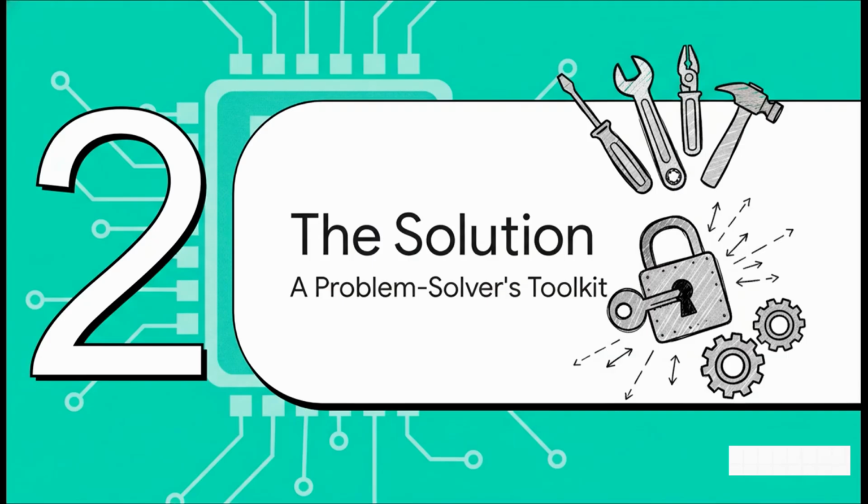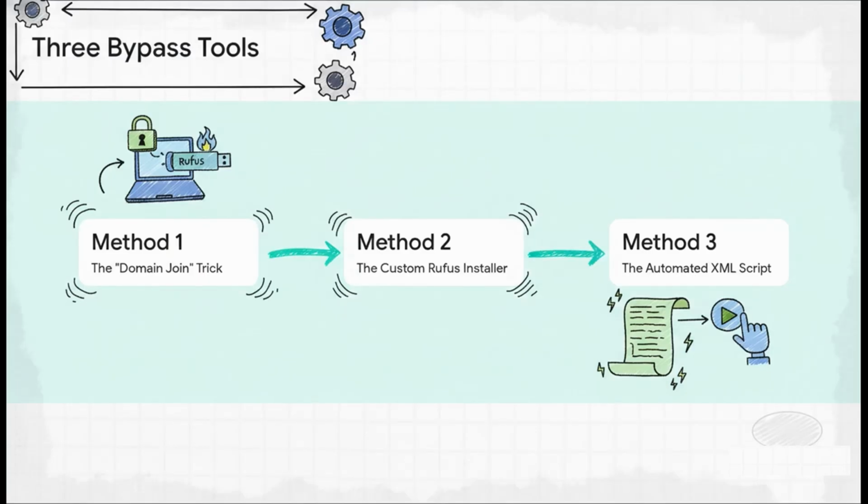I want you to think of these next 3 methods as your own personal problem solver's toolkit. Each one is a different tool designed to hand the controls of your Windows installation right back to you. We're going to check out this clever little domain join trick, then we'll look at a custom installer you can build yourself with a tool called Rufus, and finally, a completely automated script for a totally hands-off setup. We'll go through each one so you can pick the perfect tool for the job.